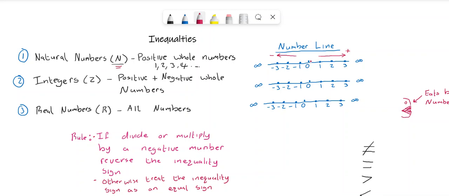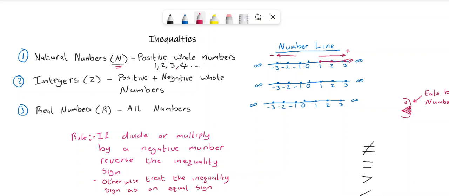So if you were to look at the set of natural numbers denoted by the letter N, and we wanted to plot them on a number line, 0 isn't a natural number, so we're starting at 1. So 1, 2, 3. It will go in this direction, and it continues on in this direction right up to infinity. So these are the natural numbers.